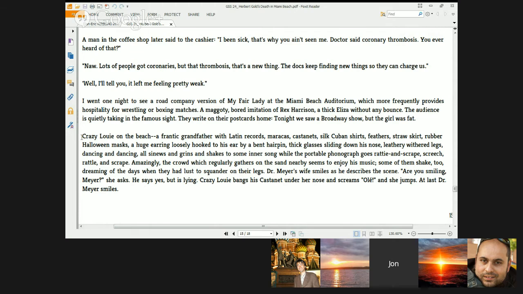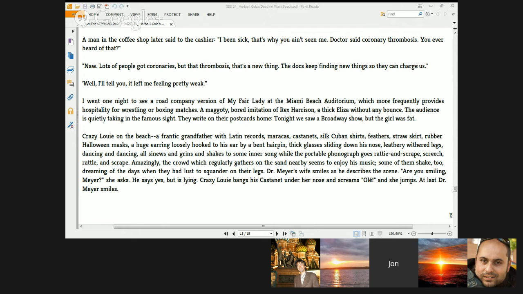Crazy Louie on the beach. A frantic grandfather with Latin records, maracas, castanets, silk Cuban shirts, feathers, straw skirt, rubber Halloween masks. You've got to put the S first. Say masks. Good. Masks. Rubber Halloween masks.